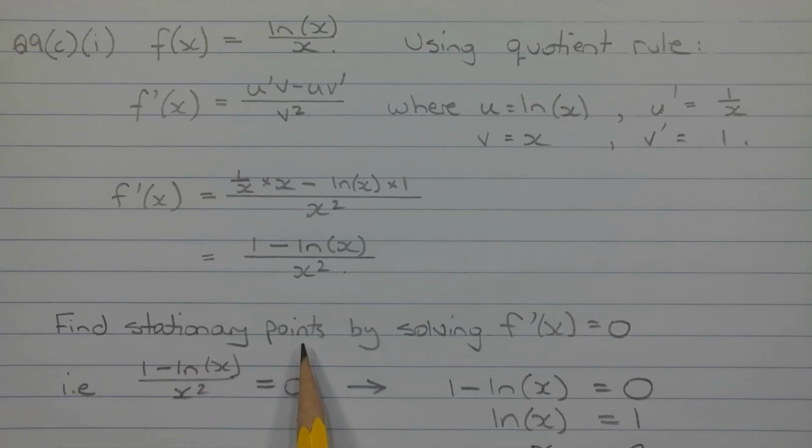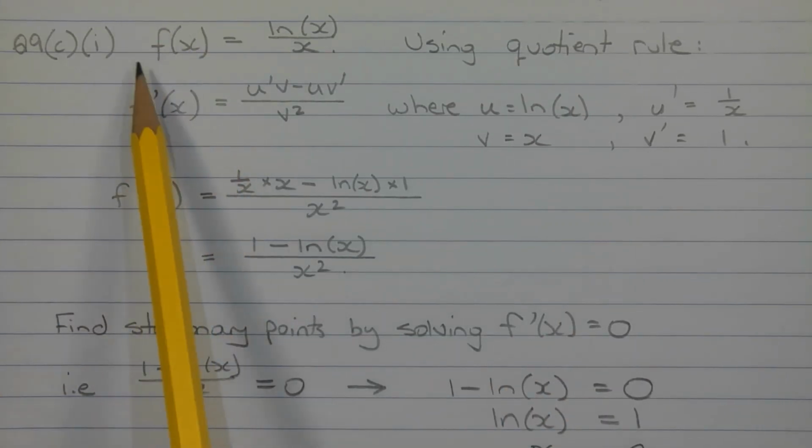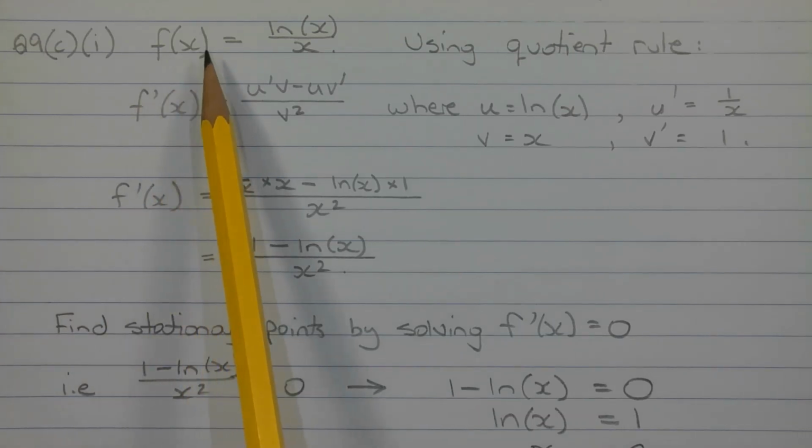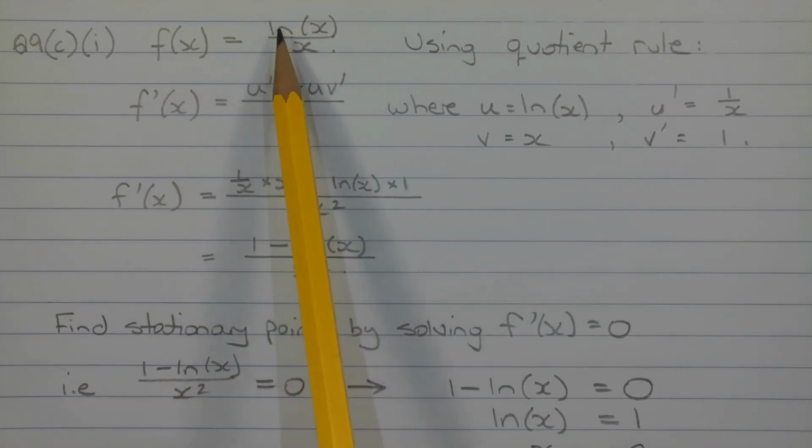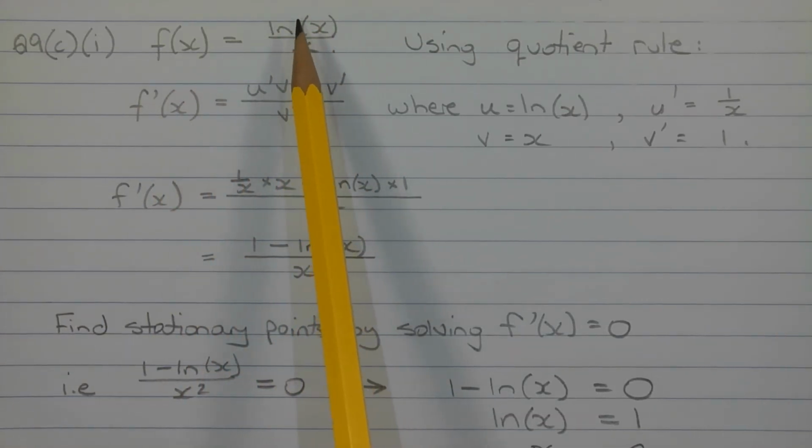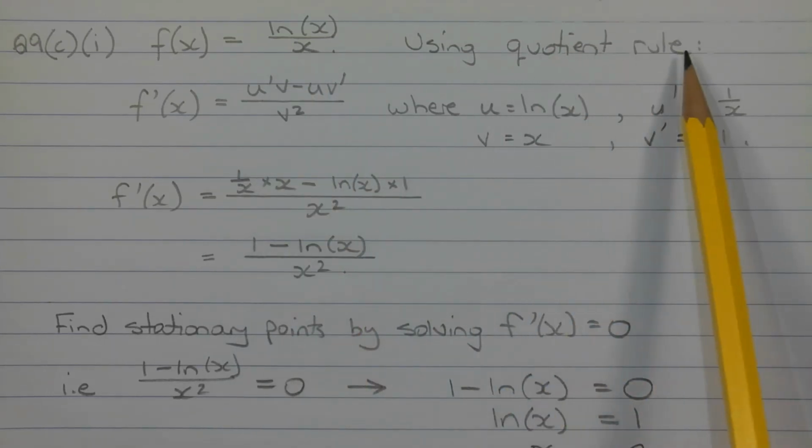We find stationary points by solving the equation f dash of x equals 0, where f dash of x represents the first derivative of the function f of x. Now, f of x is defined as the quotient ln x over x. And since the numerator and the denominator involve the variable x, we need to apply the quotient rule in order to find the first derivative f dash of x.